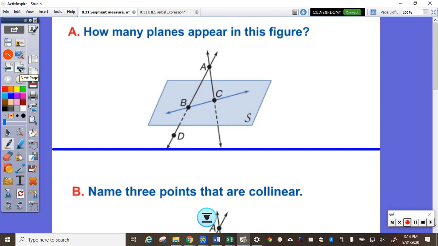How many planes are in this picture? We have 2. This is one of the planes, and this is a plane. Recognize that these dotted lines right here represent these 2 lines that are actually going through the plane itself. You're taking a 3-dimensional picture and you're putting it on a 2-dimensional surface. So you have to represent these as being under that plane, and they come out right here.